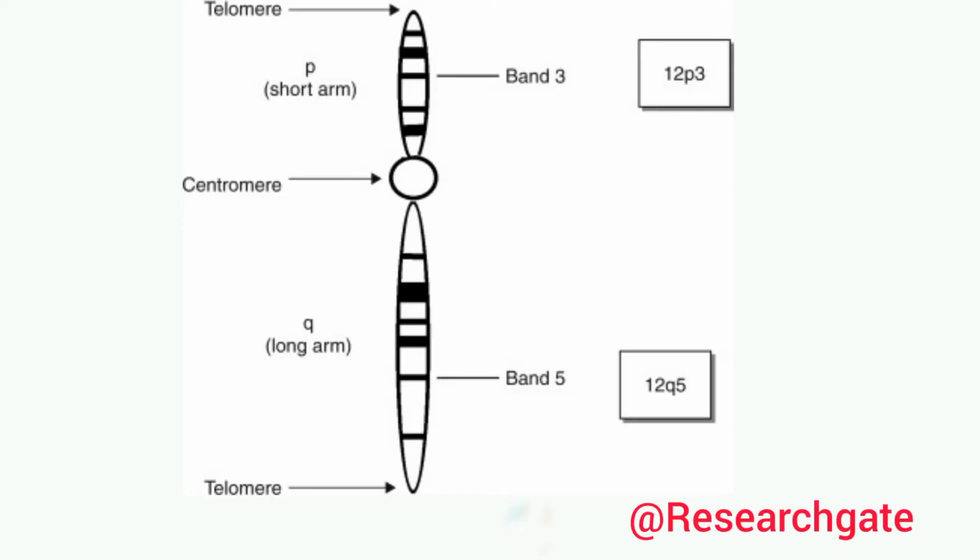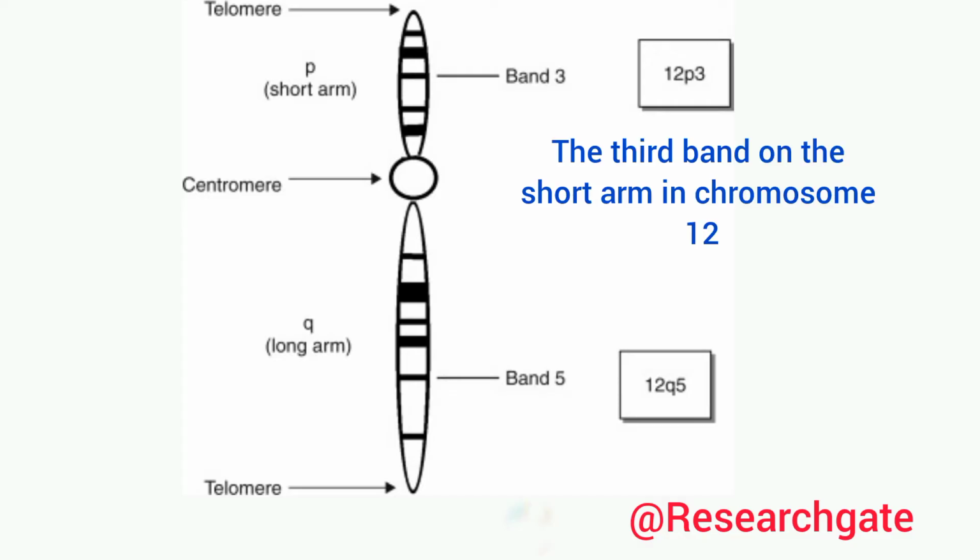Now we should know about the structure of the chromosomes. At the center of the chromosomes is a structure we call the centromere, and at the extreme ends we have the telomeres. At the position below the centromere we have the long arm or the Q arm, and above we have the short arm or P arm. And so when we say 12p3, we mean the third band on the short arm in chromosome 12. So we have chromosome 11, 12, 23, and all of that.